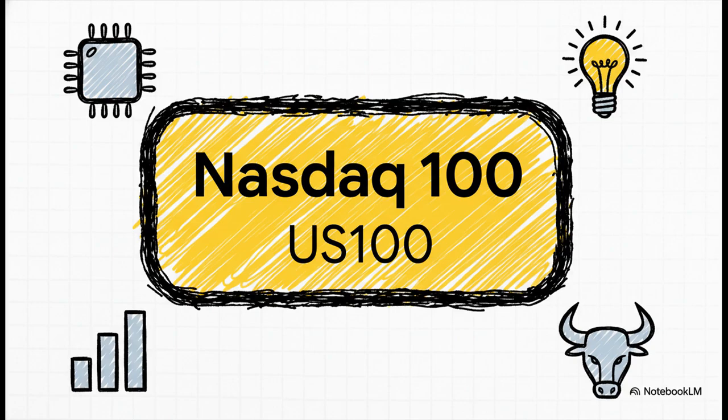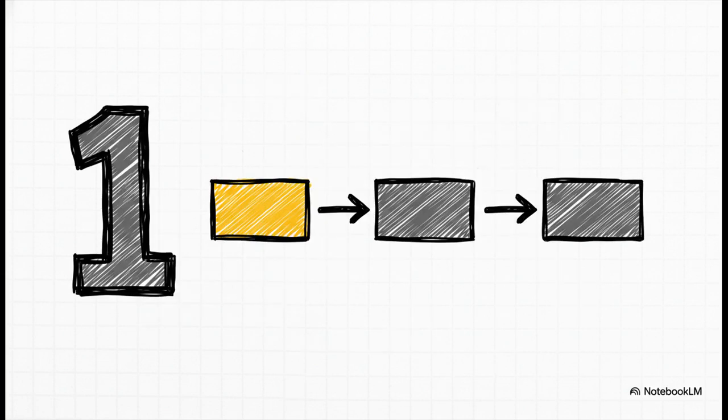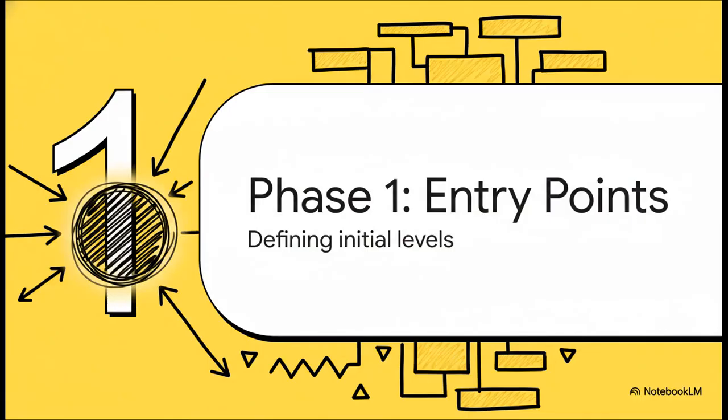The asset under observation here is the NASDAQ 100 index. You'll also see it called US100. And for this particular analysis, the specific cycle is identified as US100 4_4. The system is currently in what it calls Phase 1. This is really the starting block for the entire process. All right, let's move on and see how this all builds out. This first section covers the defined entry points according to the model.